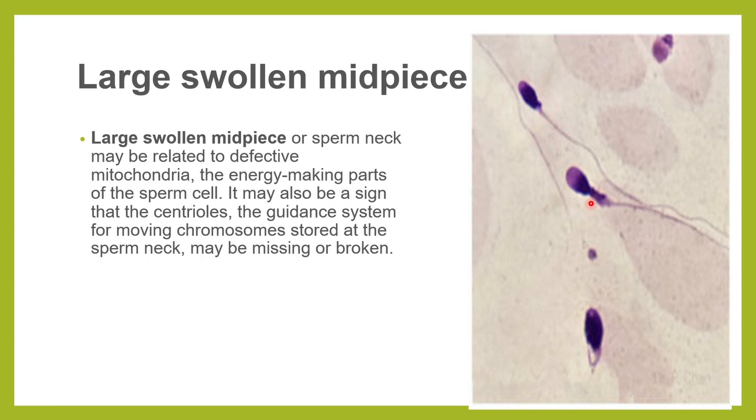Here you can see the midpiece, which is large and swollen, or the neck area, which is related to defective mitochondria. These changes happen. The mitochondria are the energy making parts of the sperm, and whenever there is a defect in them, it might affect the movement of the sperm also, because for the movement of the tail, energy has to be driven from this midpiece.